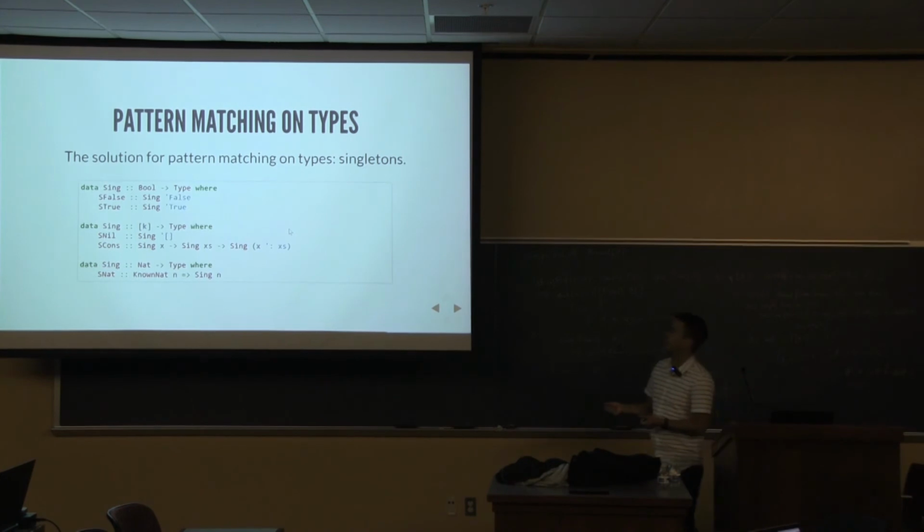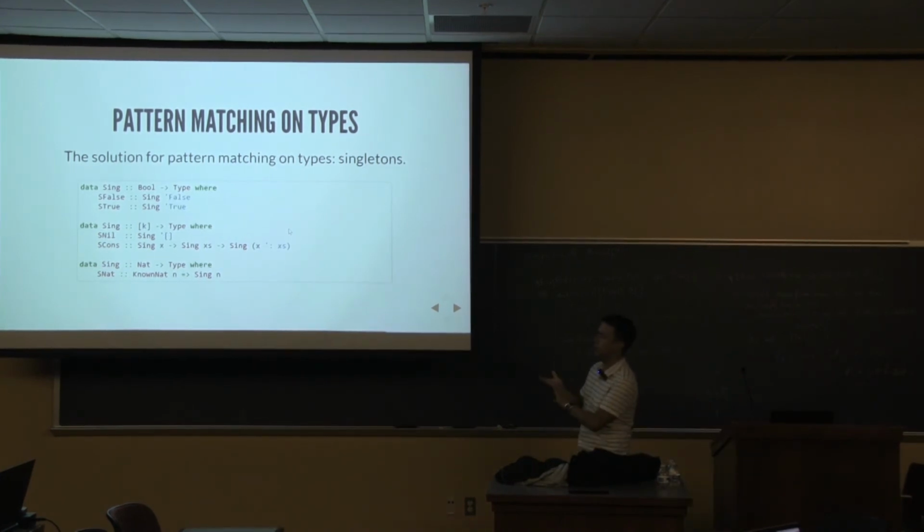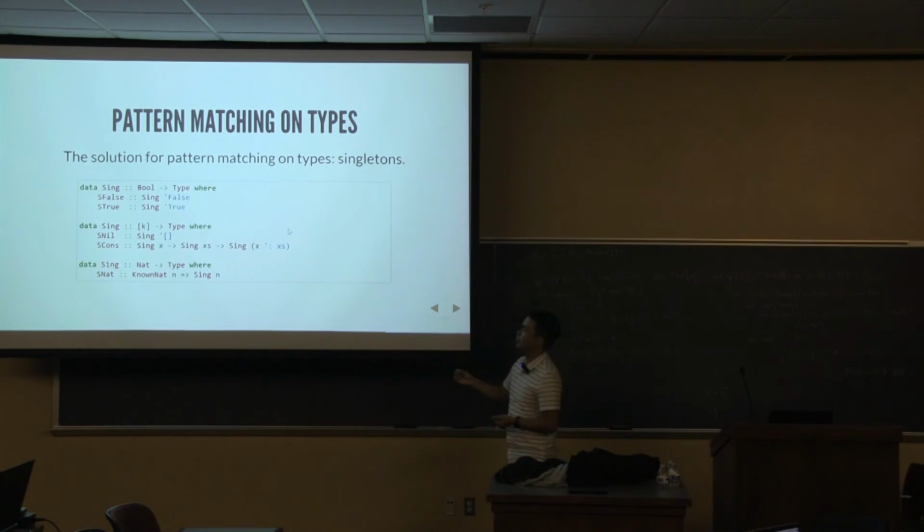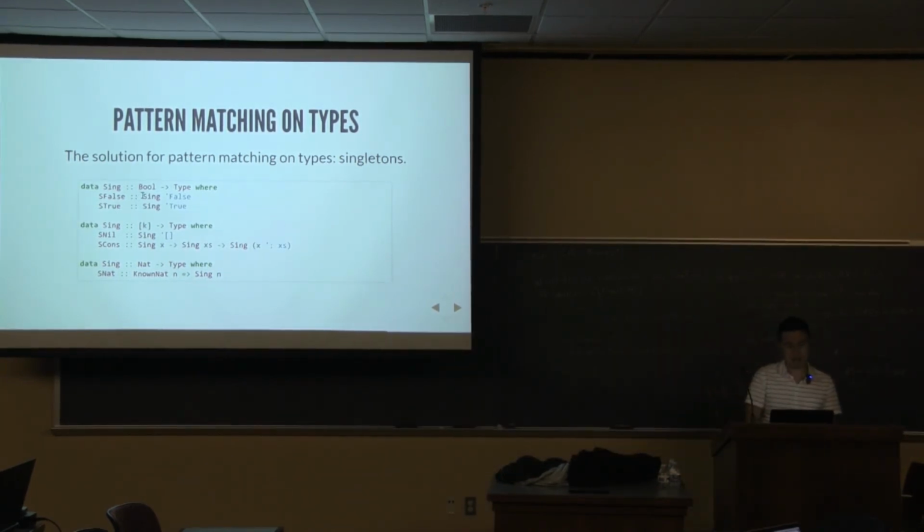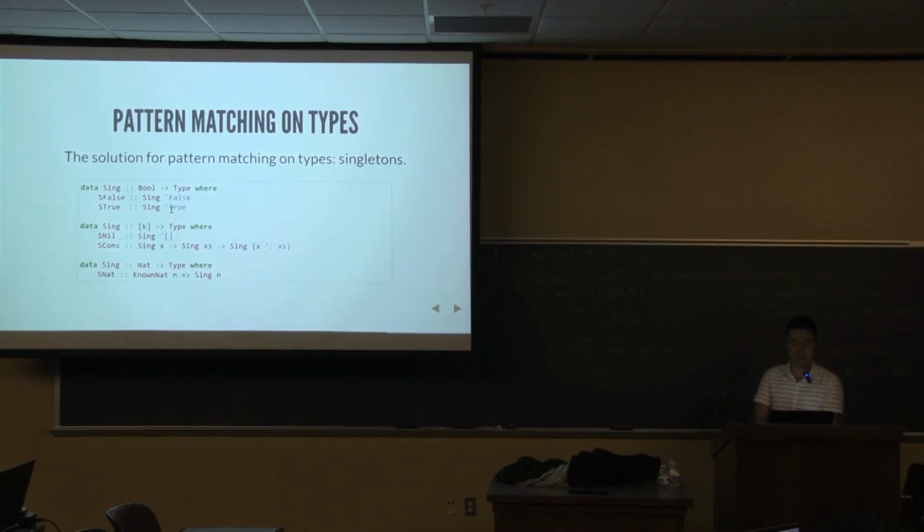Singleton patterns: a singleton is a type that has only one value. So a value of type Sing False has one constructor, SFalse. A value of type Sing True has STrue. So here we're defining a new data type. This is pseudocode, it's not exactly going to compile, but this is essentially saying that the type Sing, taking a Bool and giving a type, has two constructors, SFalse and STrue. SFalse is of type Sing False, STrue is of type Sing True.